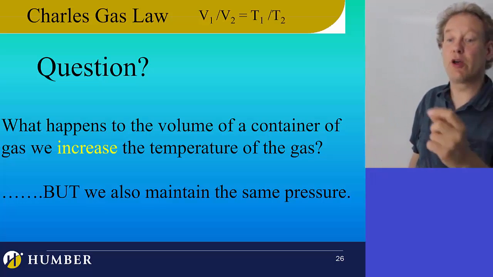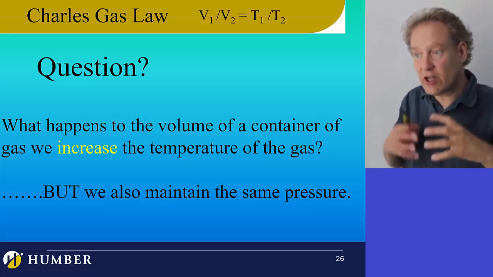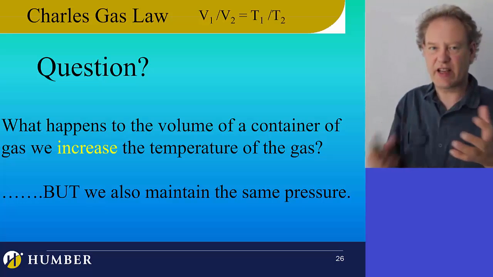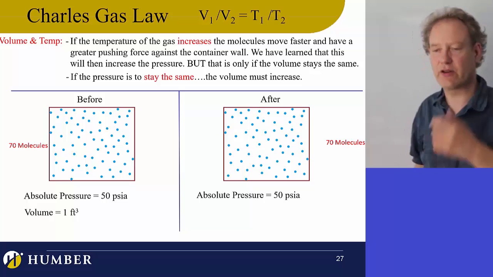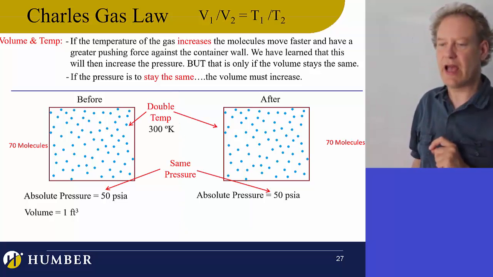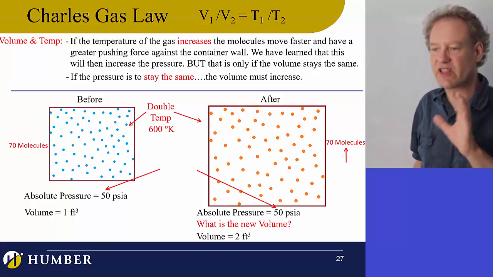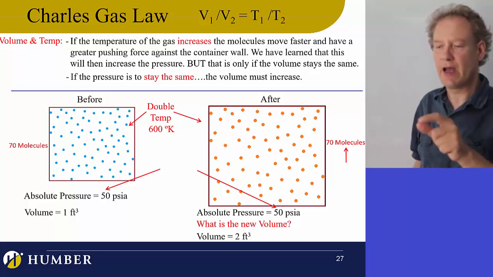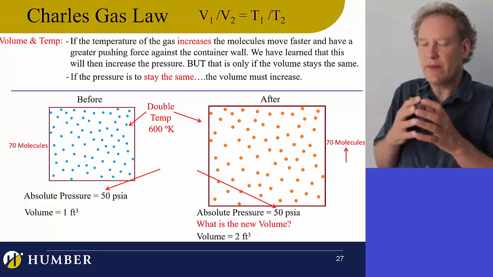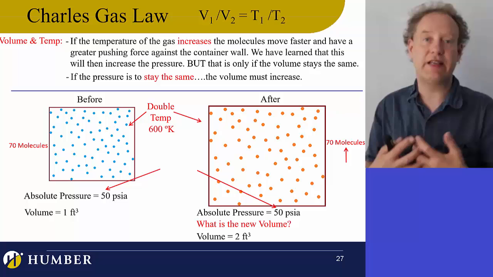So what happens to the volume of a container if we increase the temperature of the gas? Well, for the pressure to stay the same, the volume is going to have to increase. Let's take a look at this. We've got the same pressure, and we're doubling the temperature. What's going to happen? Remember, we've got the same number of molecules in there, and they're moving faster. They have a lot more kinetic energy because we've added heat to them.